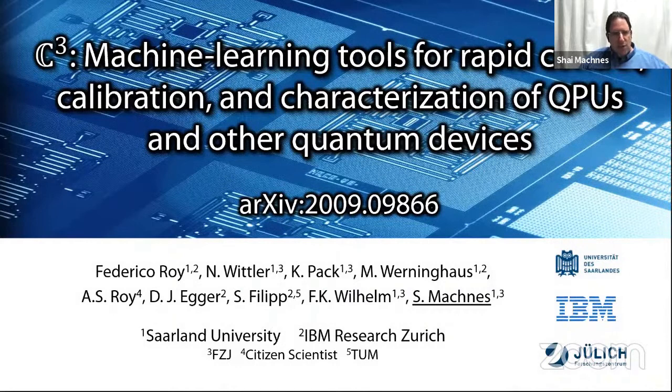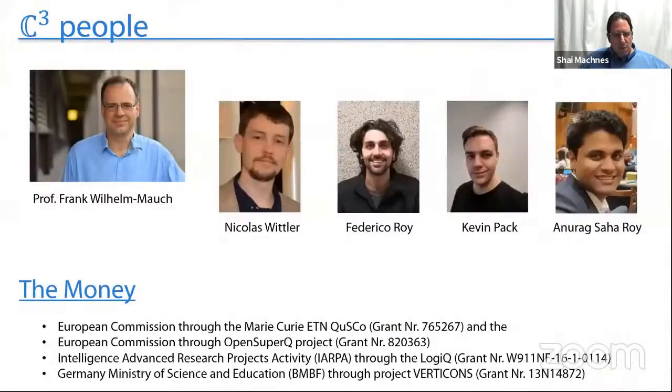What we're talking about is trying to use machine learning techniques to get quantum computers to do the job they're intended to do better. Before we get into the actual work, I want to highlight the people. The head of the institution at Jülich is Frank Wilhelm, and these are the students that took part in the work, and the funding.